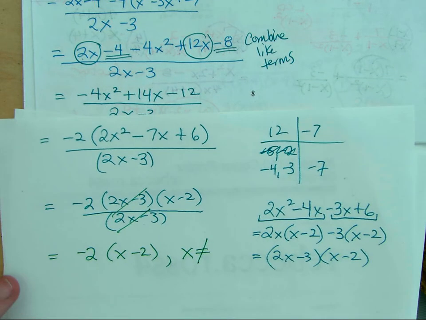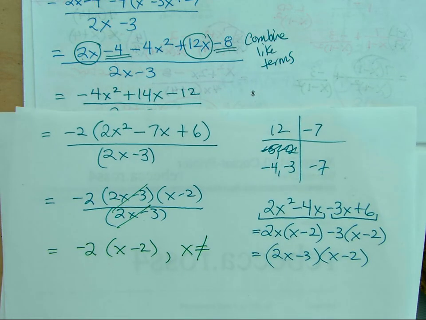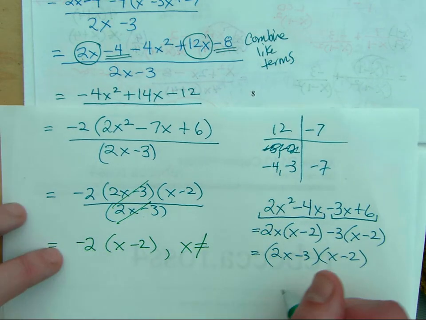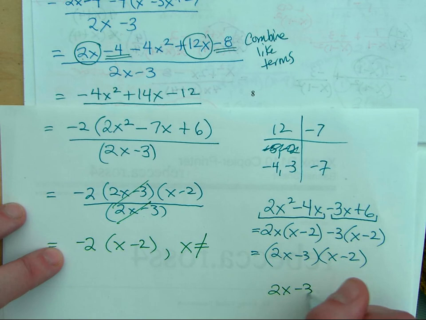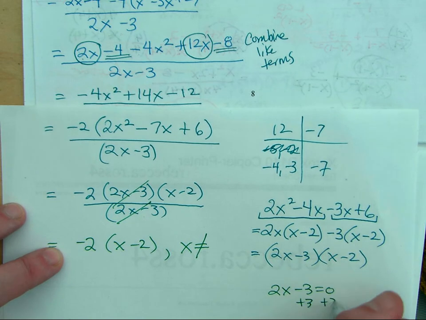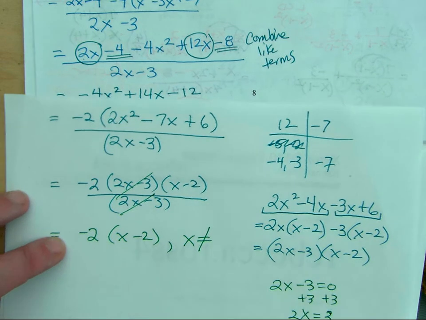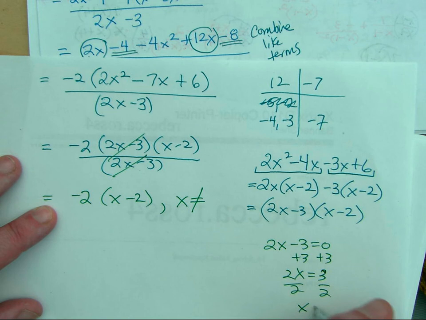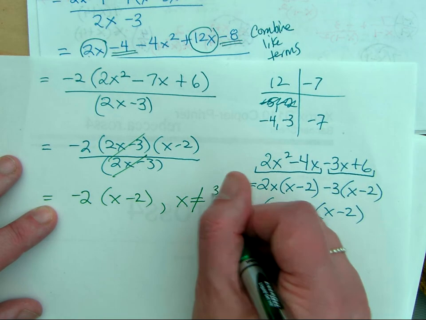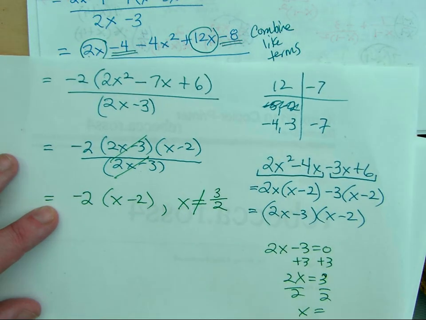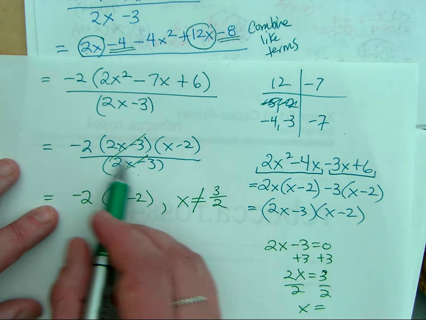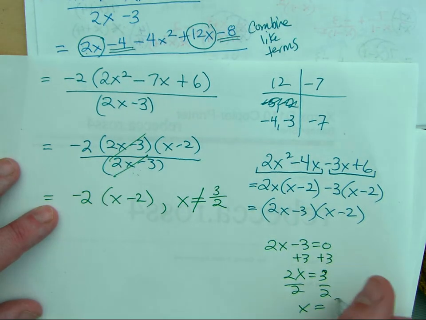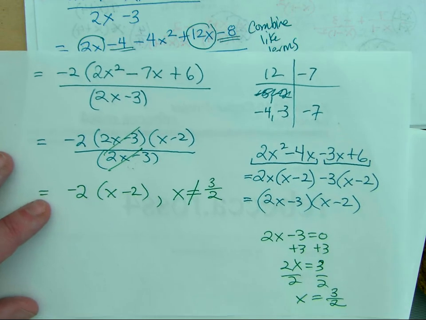Since we canceled out that 2x minus 3, what number would give you 0 there? That's a little bit tricky. Yeah, so you could set it equal to 0, add 3, 2x equals 3, and then divide by 2. X cannot equal 3 halves, because if we plugged in 3 halves here, we would end up getting 0.